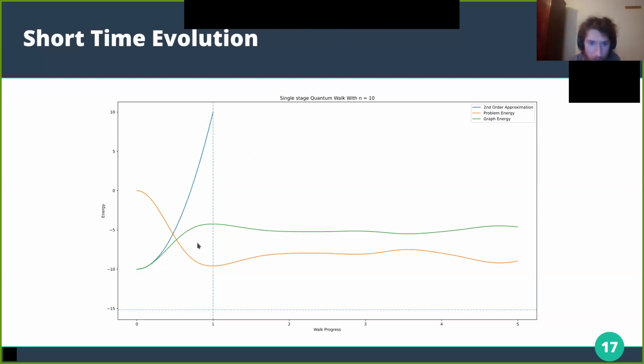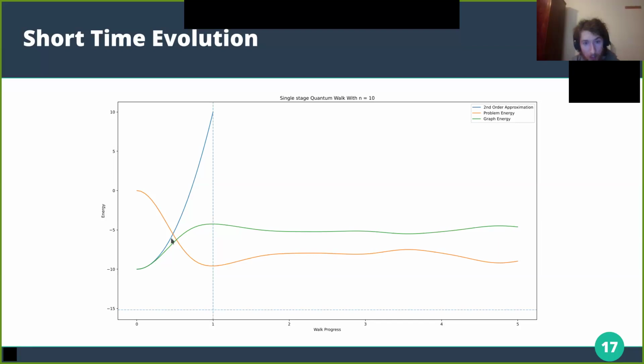So the green line is the energy measured in the graph Hamiltonian. The orange line is the energy measured in the problem Hamiltonian, which we want as low as possible. So I've marked on the actual ground state here. And then this blue line is that second order approximation I just wrote down. So we can see it matches at low time scales.